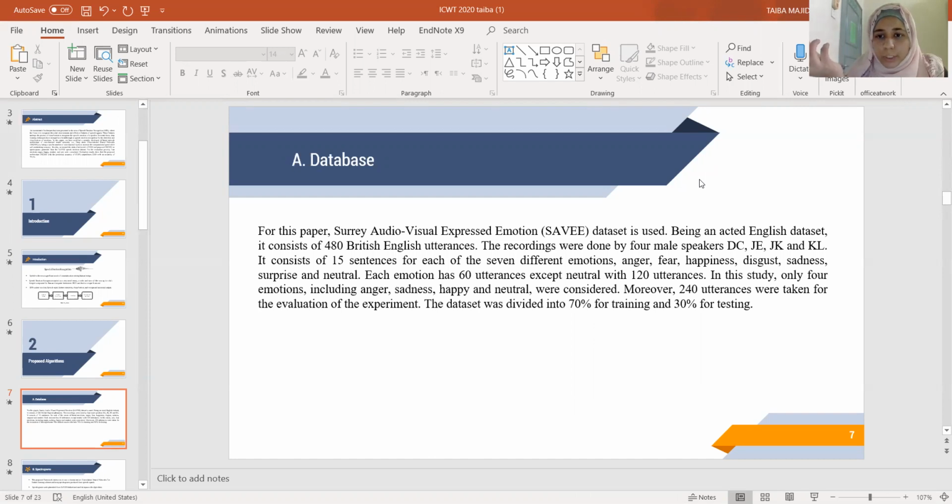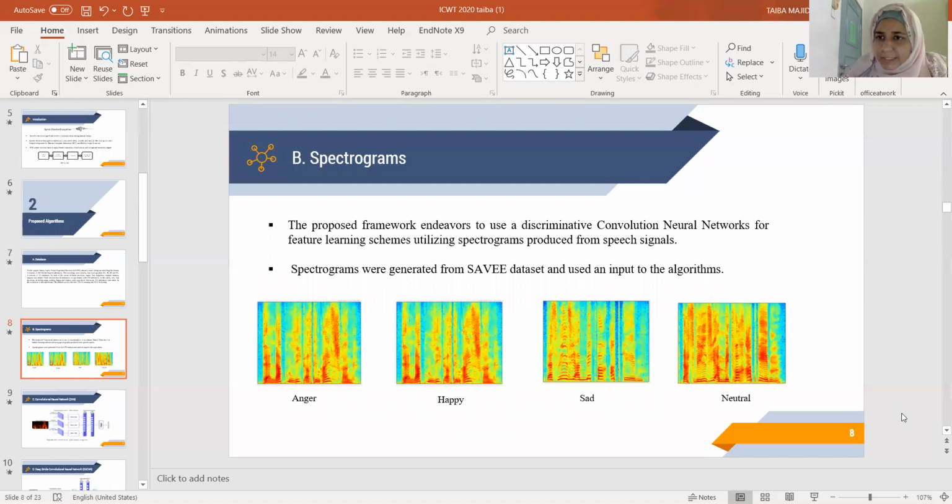But for our experiment, we only use 240 utterances and only 4 emotions: anger, sadness, happy, and neutral. The dataset was divided into two, one for testing and the second for training. For the testing purpose, we used 30%, and for the training purpose, we used 70% of the data. The speech signals present in the dataset were converted into spectrograms. Nearly 240 spectrograms were formulated for the experiment. Here are spectrograms of anger, happy, sad, and neutral.